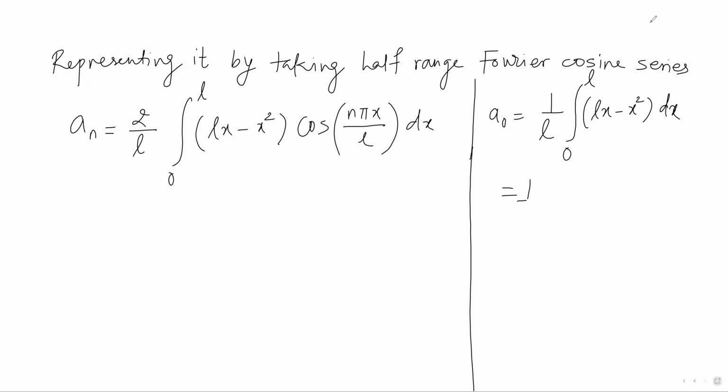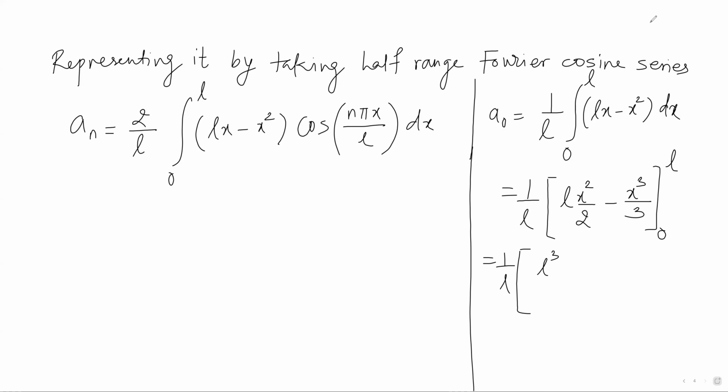So solve this. So what do we get? This is 1 over L. Integral of this is nothing but L times x square by 2 minus x cube by 3, and this is from 0 to L. So when we put it here, we'll get L cube upon 2 minus L cube upon 3. So L cube, I'll take it out. This will be L square, and here we get 3 minus 2, so L square minus L square by 6. This is the value of A0.